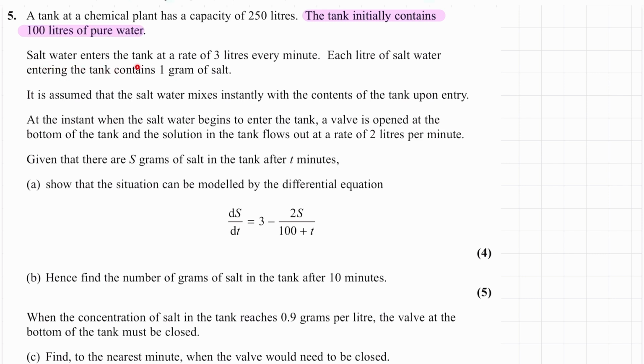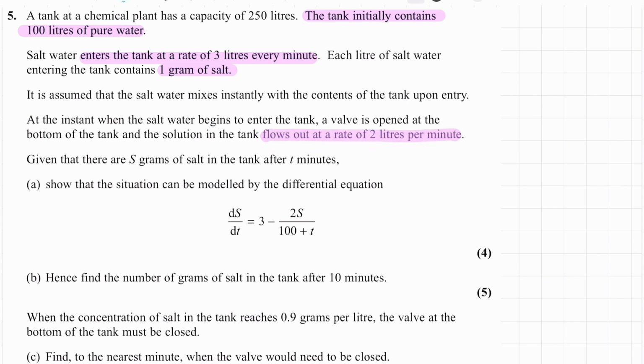Salt water enters the tank at a rate of 3 litres per minute, and each litre of salt water entering the tank contains 1 gram of salt. It is assumed that the salt water mixes instantly with the contents of the tank upon entry, and at the instant when the salt water begins to enter the tank, a valve is opened at the bottom of the tank and the solution in the tank flows out at a rate of 2 litres per minute.